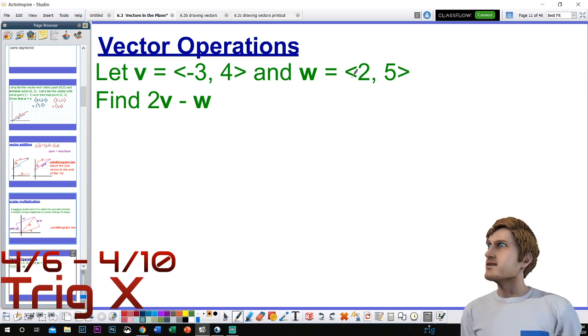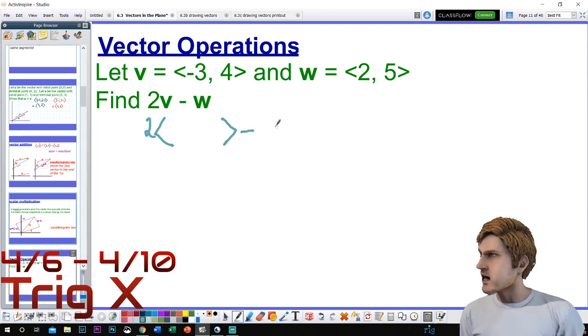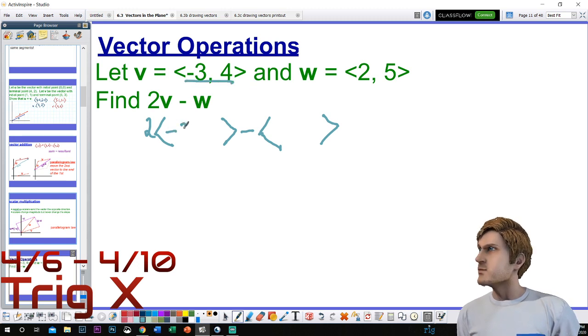Here's V and W both given to you, and the math people want to know what's 2V minus W. So I'm going to take 2, put a blank, minus, and put a blank. Inside those blanks, I'm going to put whatever V is where the V was, and W is 2, 5, so I'm going to put a 2, 5 here.